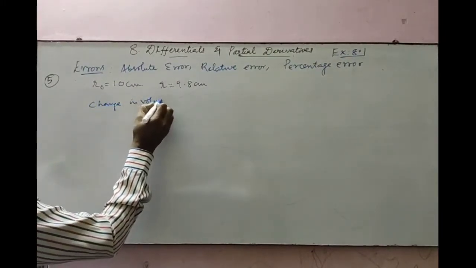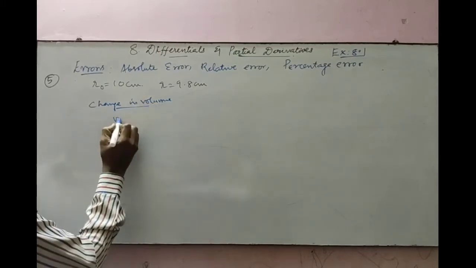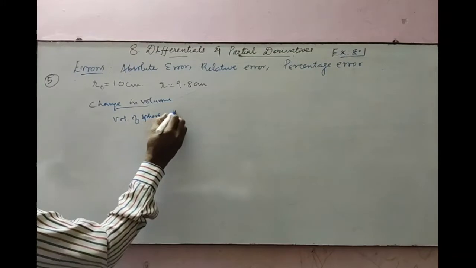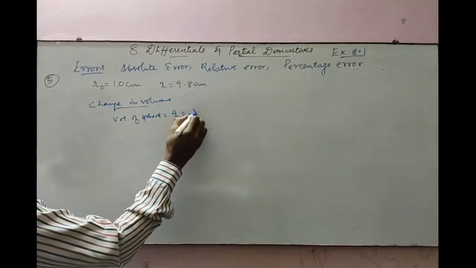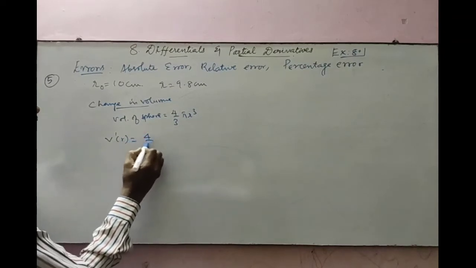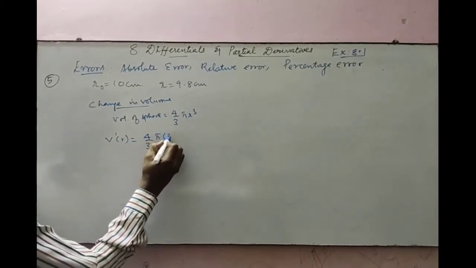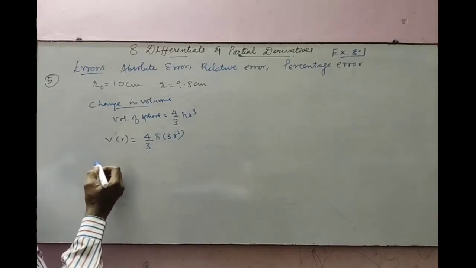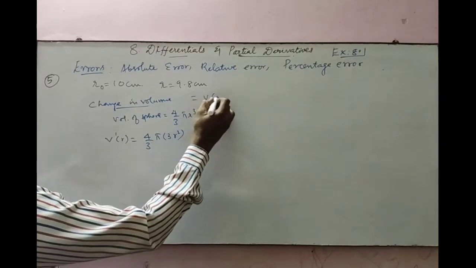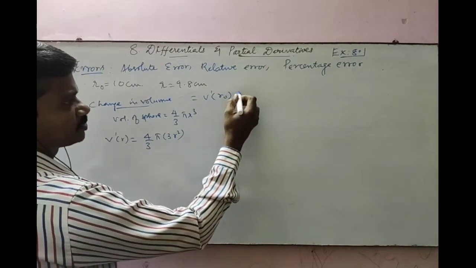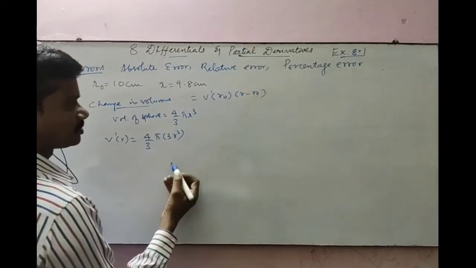Change in volume. The volume of a sphere formula is 4 by 3 pi r cube. If you differentiate this with respect to r, r cube gives 3r square. So the change in volume formula is V dash of R0 into R minus R0.